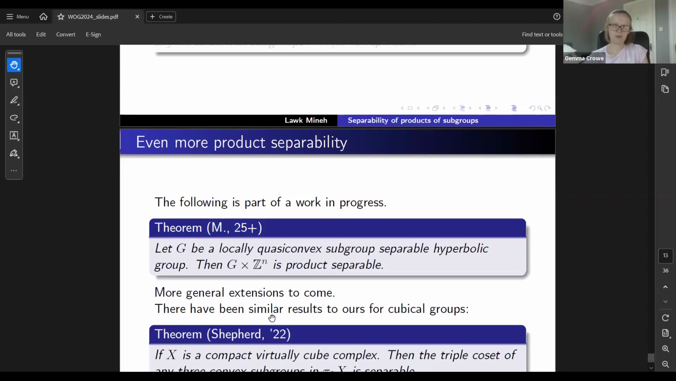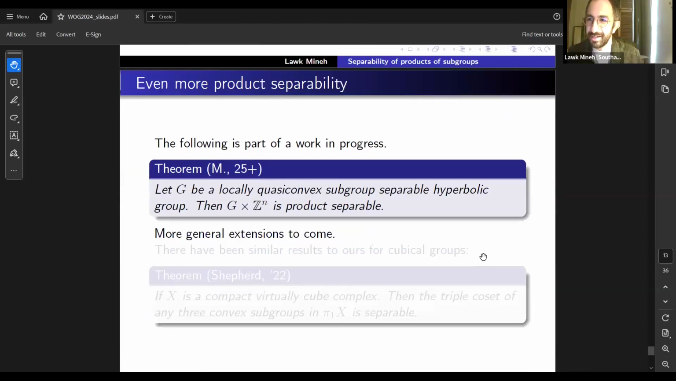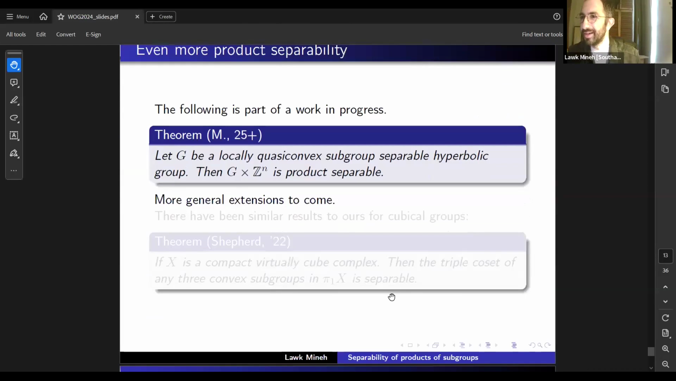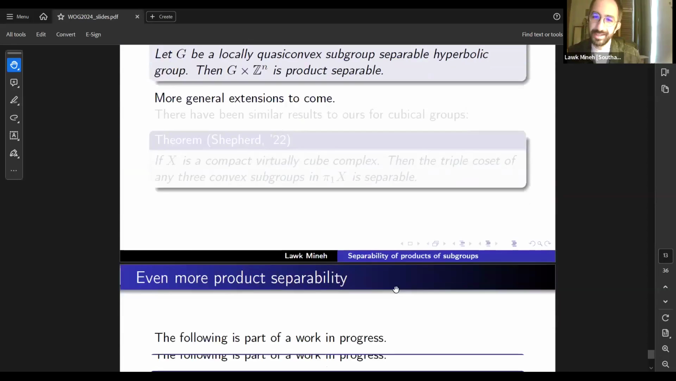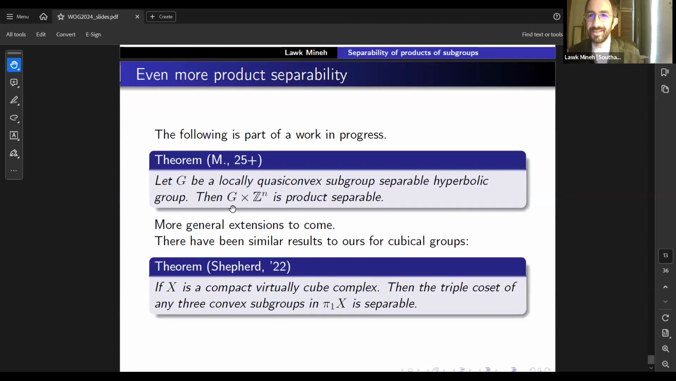I'll maybe ask one. My question is, if I've understood correctly, free groups and free abelian groups are product separable. That's right. RAAGs, question mark? We don't know. I suppose it follows from this result, but a product of a free group and a free abelian group is kind of hard already.